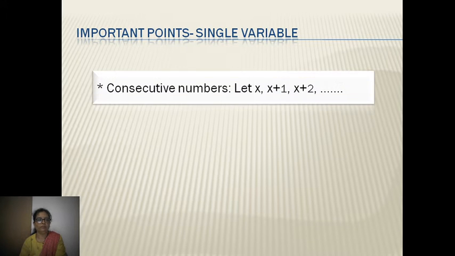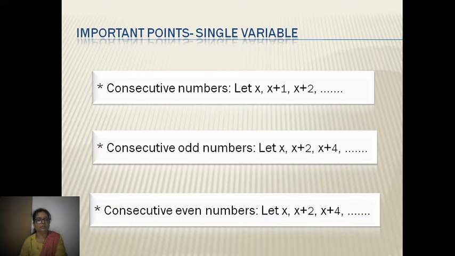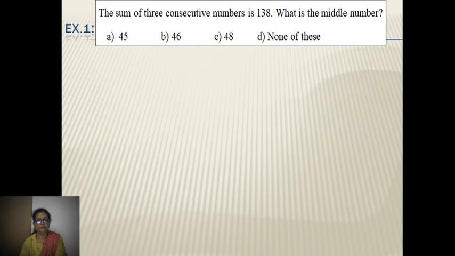Important points for a single variable. Consecutive numbers we consider as x, x plus 1, x plus 2. Consecutive odd numbers x, x plus 2, x plus 4, because the difference between odd numbers is 2. Consecutive even numbers are the same, because the difference between even numbers is 2.